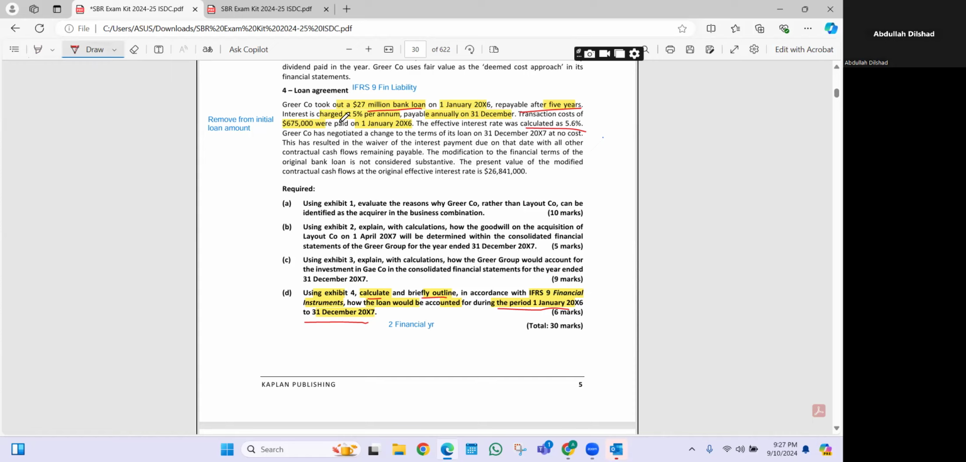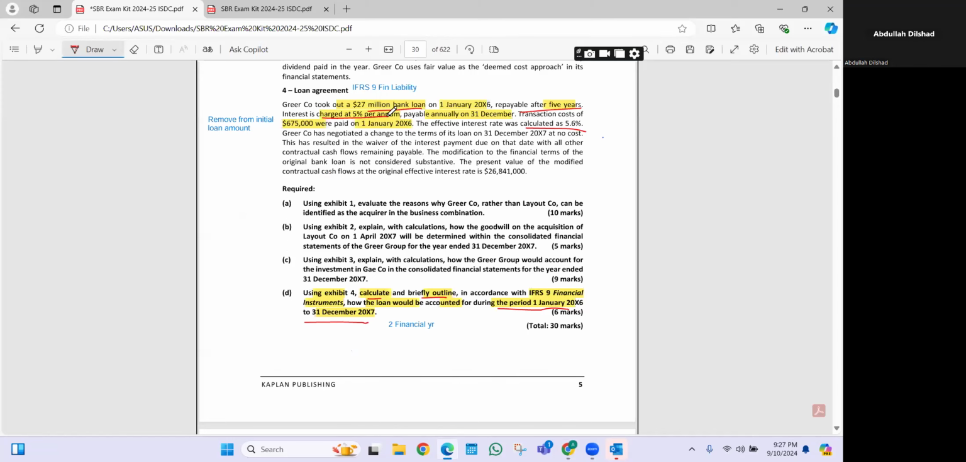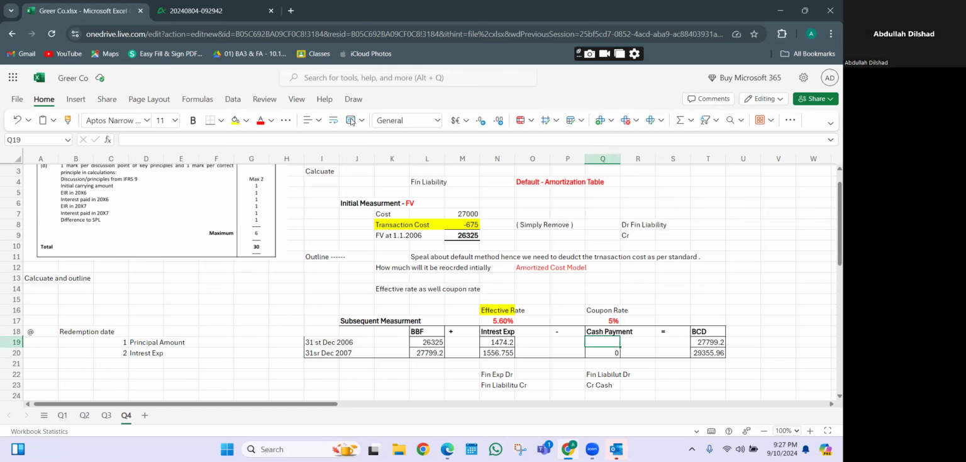Can you all see here? They have given us the interest that is charged is 5% per annum. This would be our coupon rate. Most of you might be thinking, how did I find out this is a coupon rate? Because they have mentioned for this particular effective rate, but nothing was mentioned in terms of coupon rate, right? So you all might be having a doubt of how did I derive whether it's a coupon rate or not?